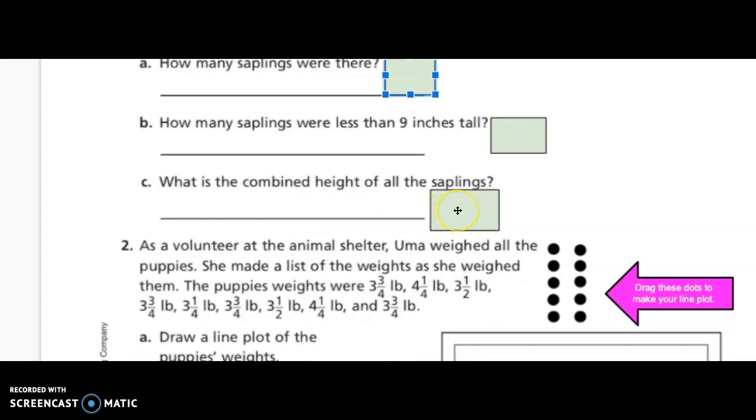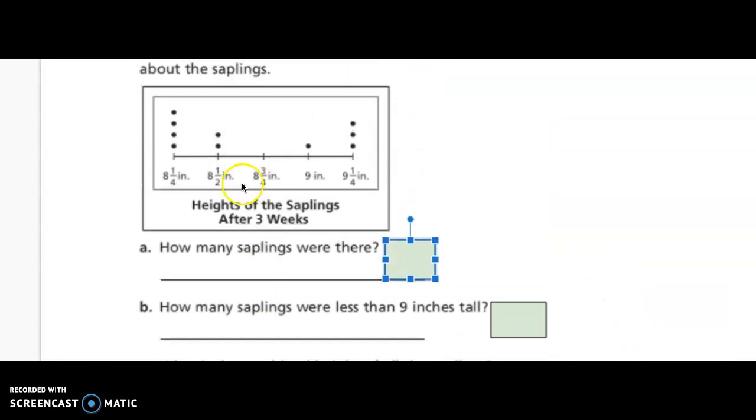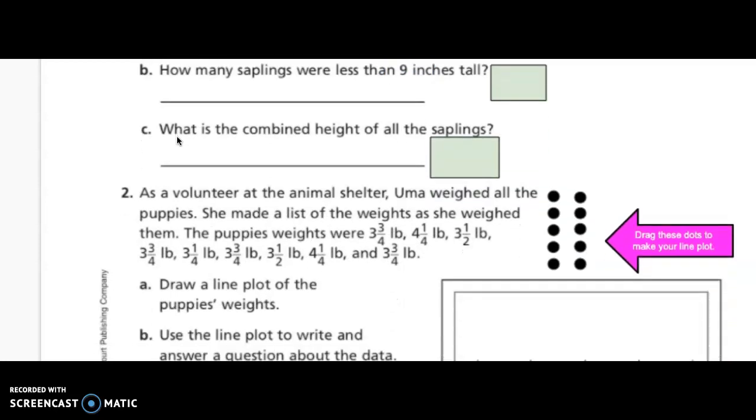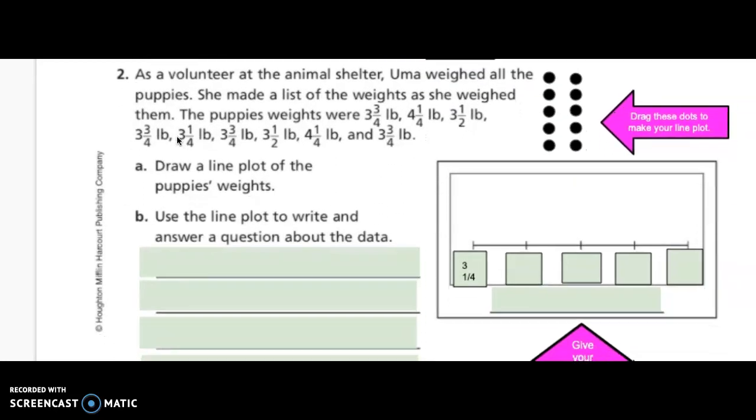And what is the combined height of all the saplings? Oh, Mrs. Smit, does that mean I have to add 8 1/4 plus 8 1/4 plus 8 1/4? Yes, you will. You're actually going to have to add fractions. See how that goes, okay? At the bottom, I hope that this works out and is kind of fun.